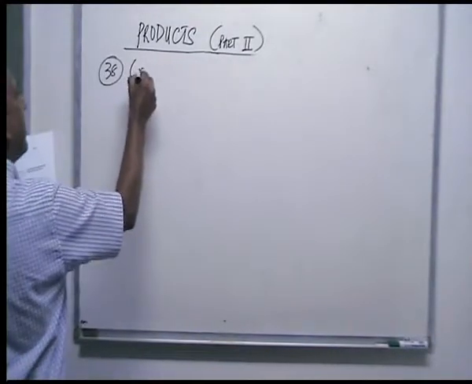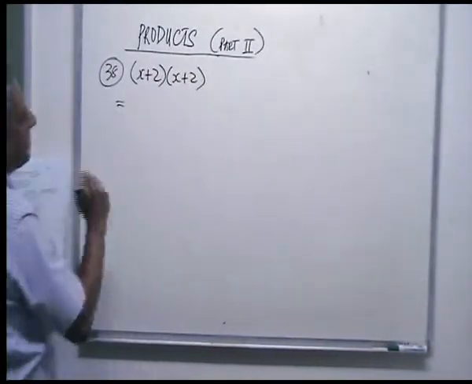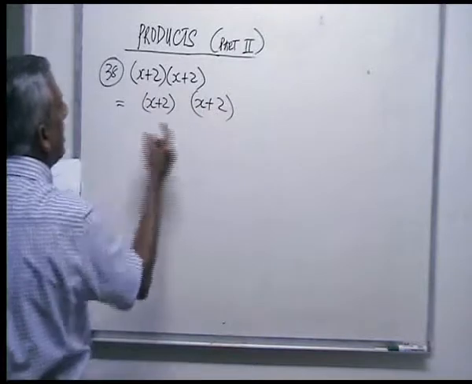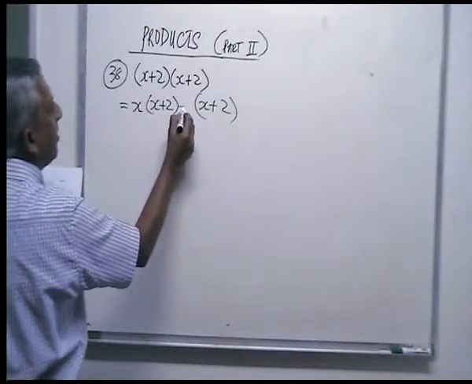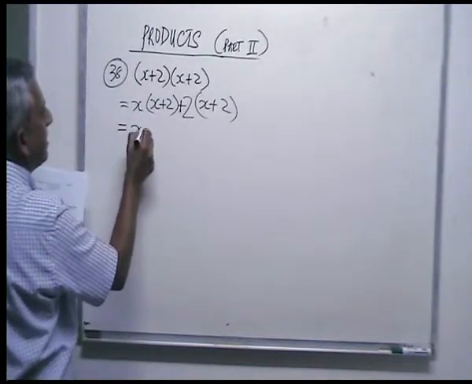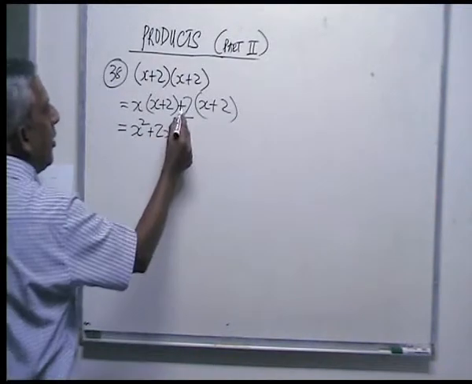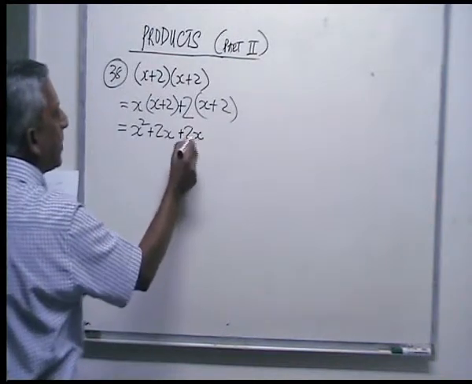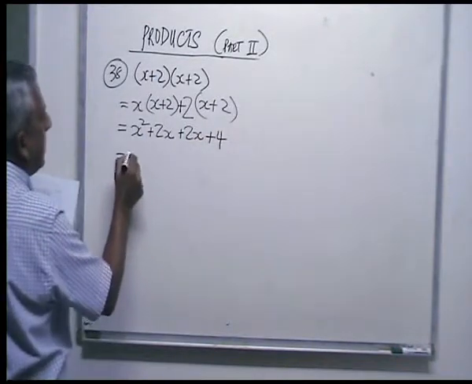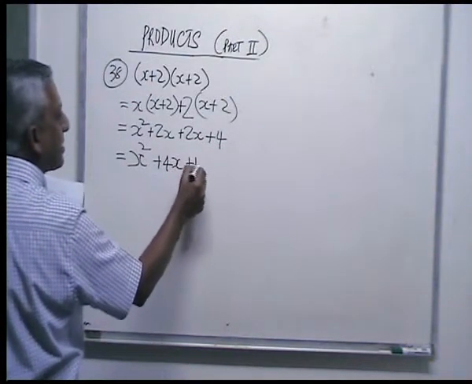We're on to number 38, x plus 2 times x plus 2. So I can write the answer down here. Write down the second bracket, 2 times. In the front here will be x, and in the middle here will be plus 2. So x times x is x squared. X times 2 is plus 2x. Plus 2 times x will give you plus 2x. Plus 2 times plus 2 will give you plus 4. And that gives you x squared plus 4x plus 4.